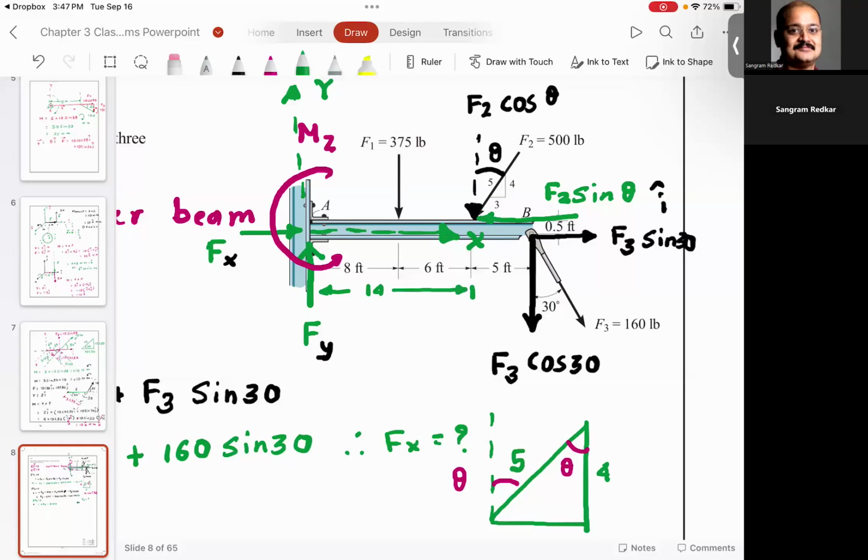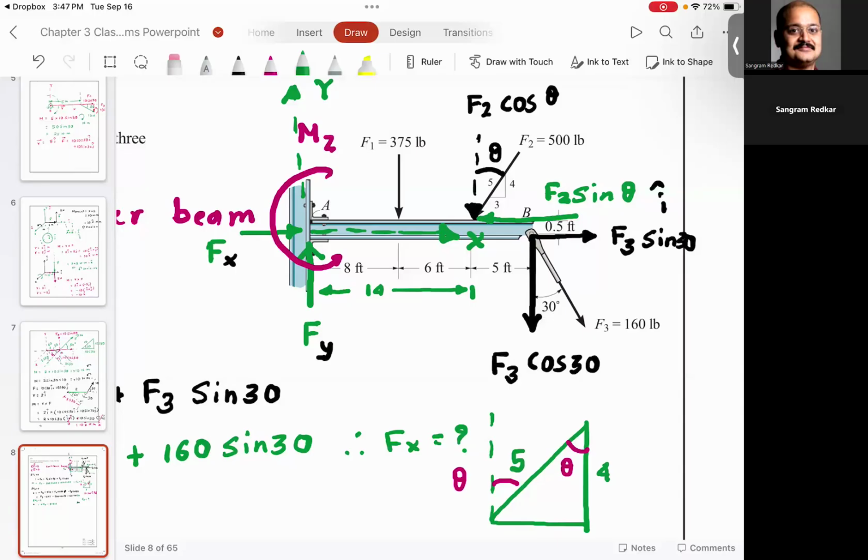This is a very important observation. If you look at this figure very carefully, what they are doing, they are asking to find the moment at point A. To find the moment, the force needs to be away from the line of action of the hinge or the point of action of moment. Since F2 sine theta is passing through A, it's not going to give you any moment.